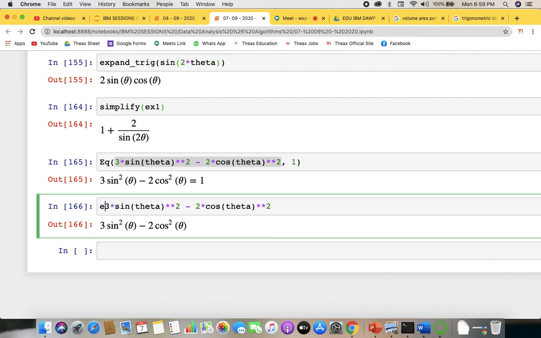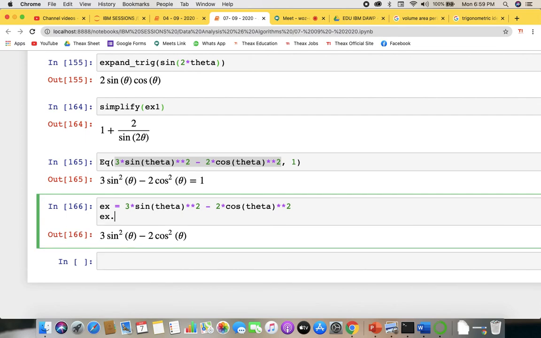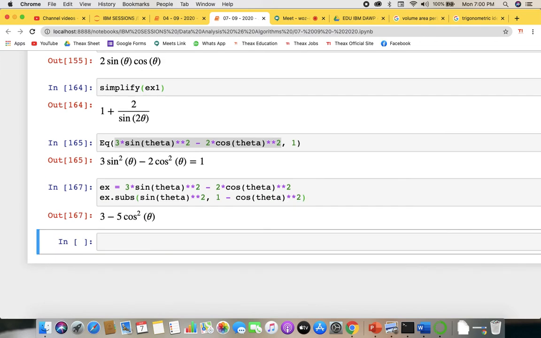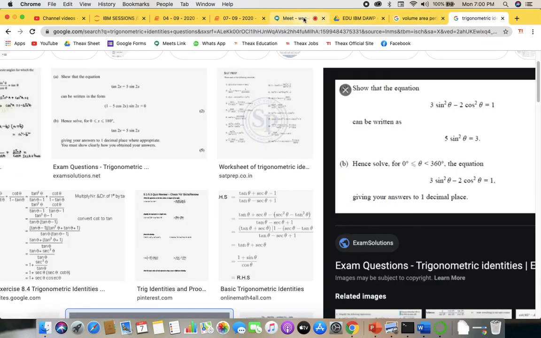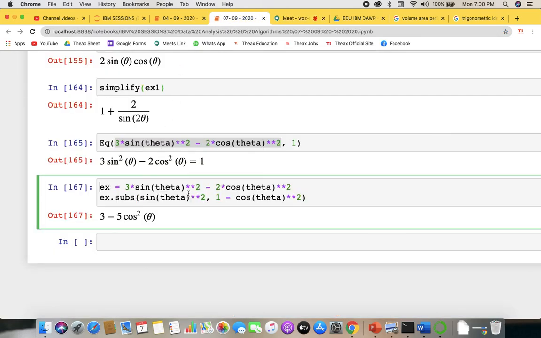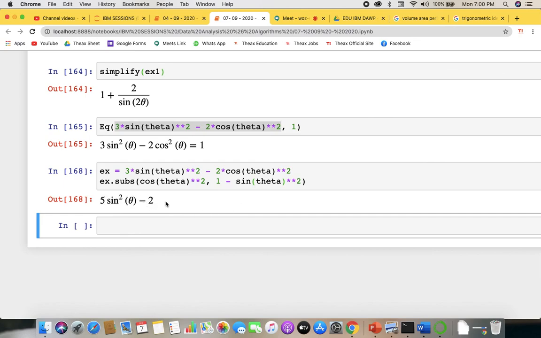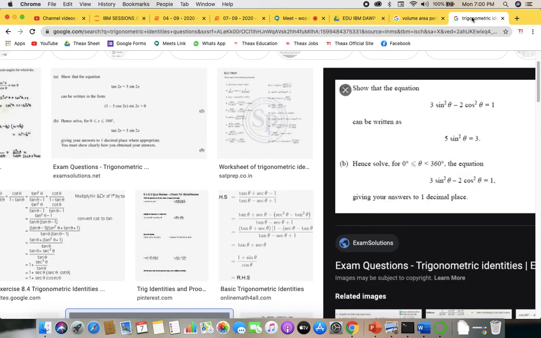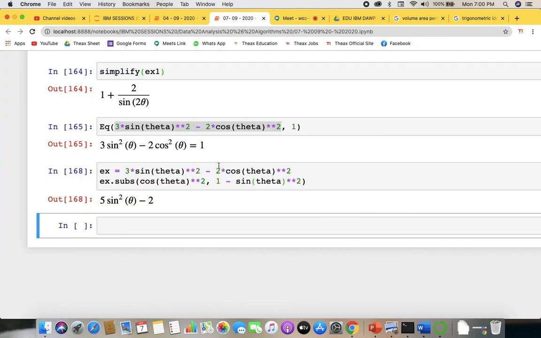So, can we say this to be ex, and can we write ex, substituting the value of sine square theta as 1 minus cos square theta? So 3 minus 5 cos square theta equals 1. Whoa, that's great. So obviously 5 cos square theta is equal to, we have to put it in sine, okay, we have to go in the sine form. So substituting the cos, 5 sine square theta minus 2 is equal to 1, right? That is equal to 1.